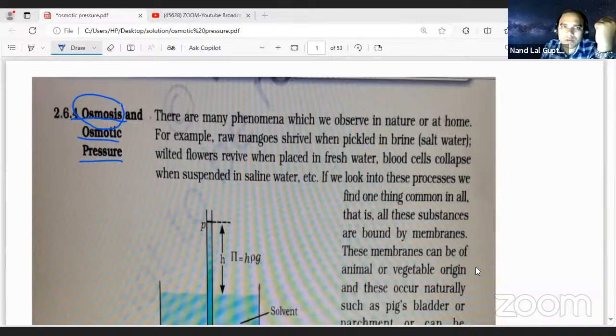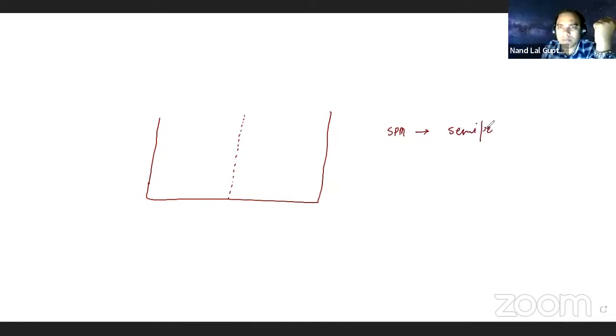Here we have SPM, students. SPM stands for semi-permeable membrane. This is actually made from pig bladder or some cellulose-like material, or cellophane.